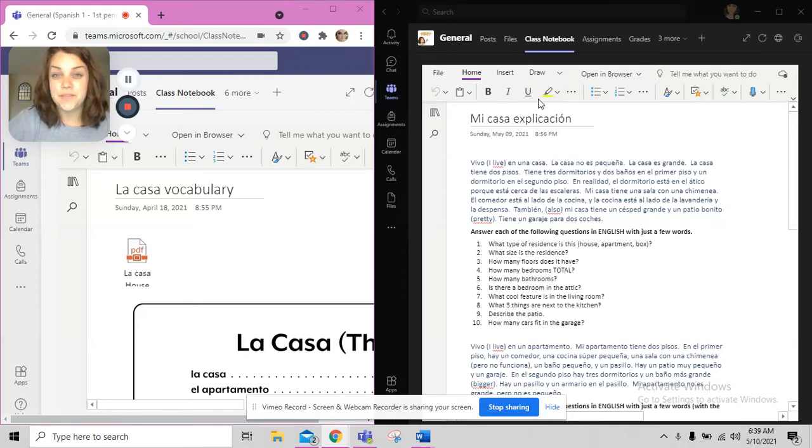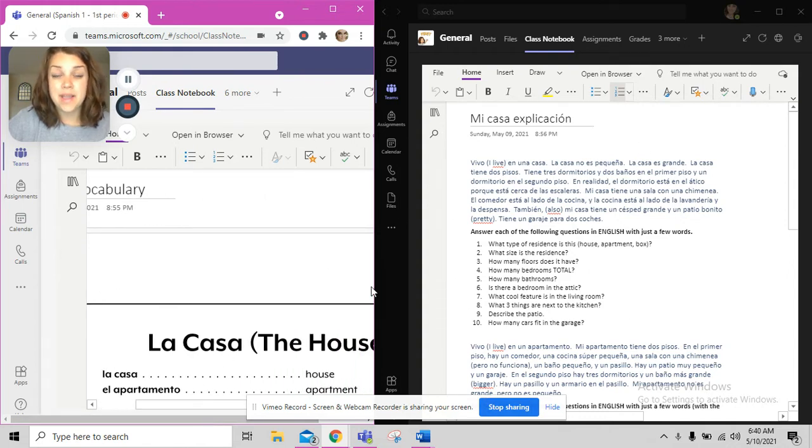Alright guys, so I have my assignment open over here on the right, and then I have another window open with my vocabulary, so that way I don't have to pop back and forth between the two. So I have Teams open on the side, and then I have my web browser open with Teams open as well. So I have Teams open in two different spots, so that way it's easier than going back and forth between two different class notebook pages.